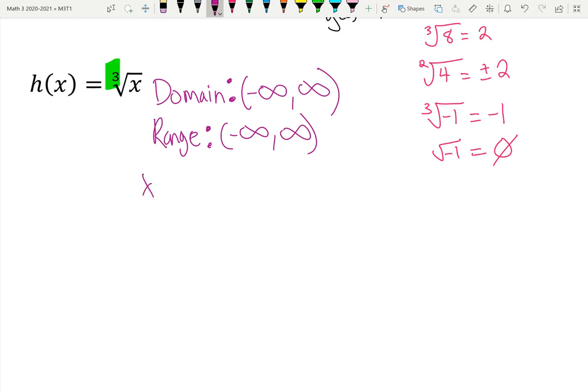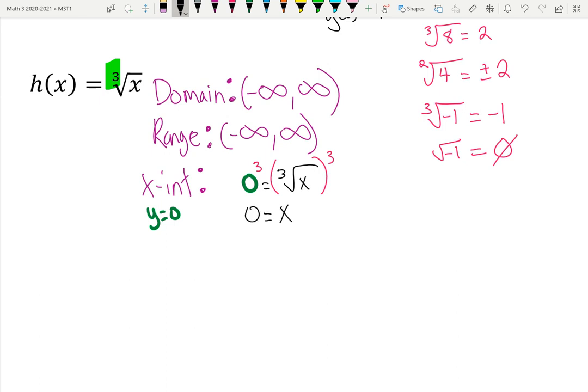My x-intercept is going to be, well, let me let y equal 0. So I'm going to replace h of x with 0, which is equal to the cube root of x. In order to get rid of that radical, I have to raise both sides to the third power, making 0 equal to x. Therefore, my x-intercept is (0, 0).